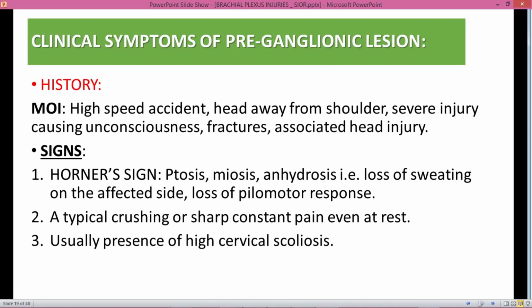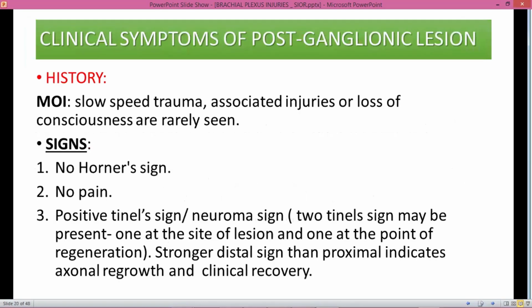The next important sign is a typical crushing or sharp constant pain which will be present even at rest. This is a very characteristic feature of a preganglionic lesion. Then next, there will be a presence of high cervical scoliosis. So these are the typical signs which we see in a preganglionic lesion.